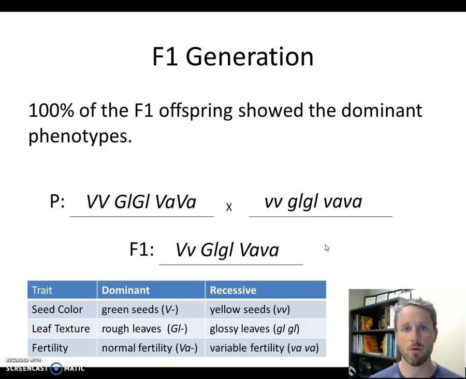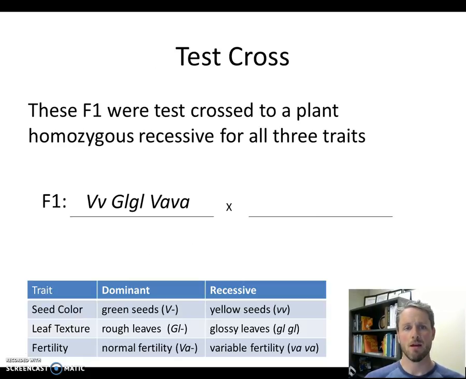All right, so now we know what's going on with that F1 organism. It's heterozygous and it has this genotype. So then our setup tells us another piece of information. It says that we take those F1 organisms, we just figured out their genotype, and we test crossed them to a plant that is homozygous recessive for all three traits.